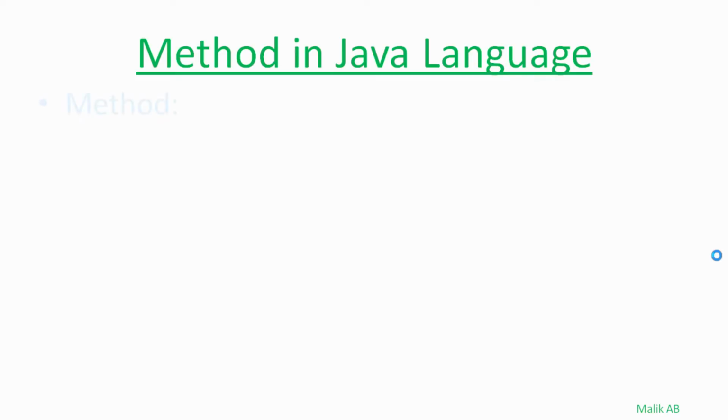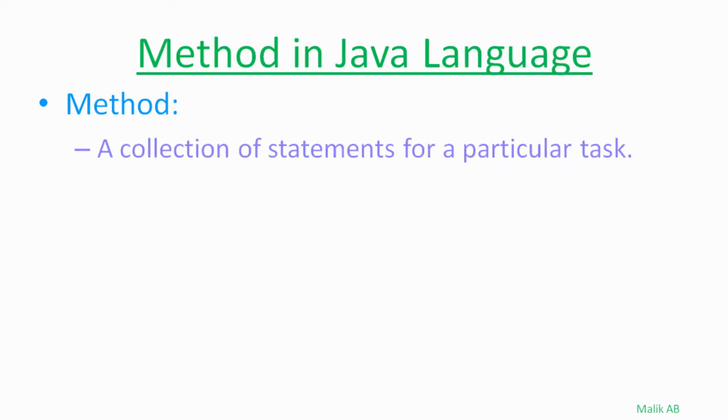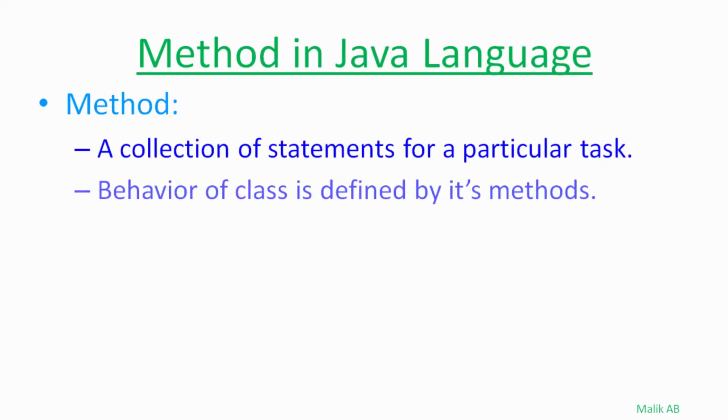Hello friends, today we will learn how we can write a method in Java programming language and we can pass parameters to that method in Java programming language. So what is method? Method, a collection of statements for a particular task. Behavior of a class is defined by its methods.